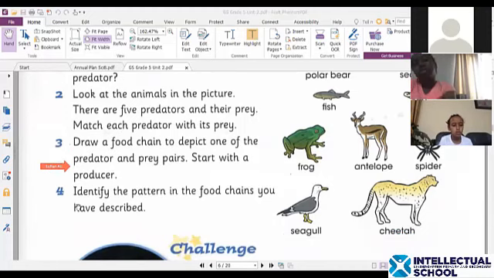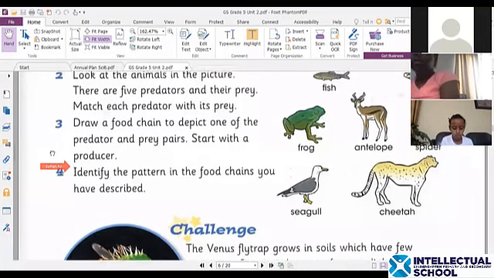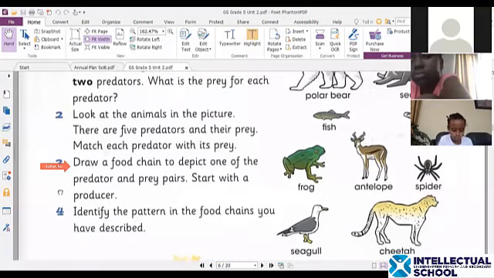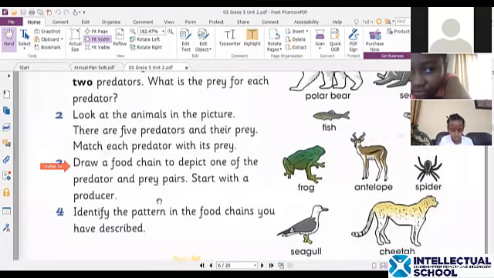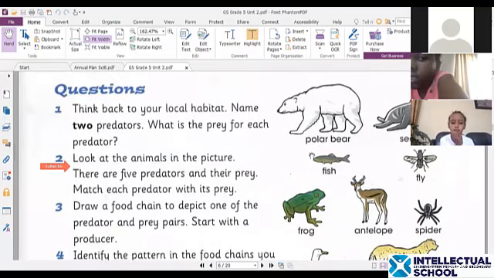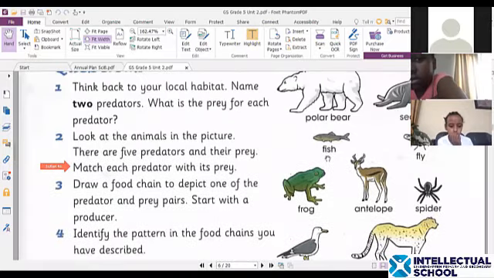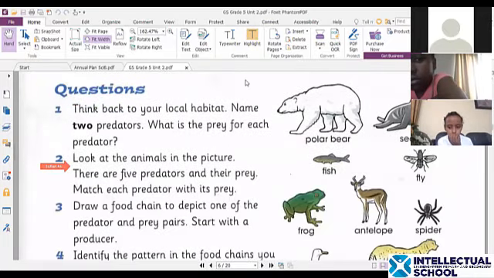So these questions are related with drawing, so we are not drawing this. Draw a food chain to pick one of the predator and prey. Actually, Kevin told this answer also, the prey and predator relationship. So we don't need to. All of them are related with one another. I mean, polar bear eats fish, for example, and seals.